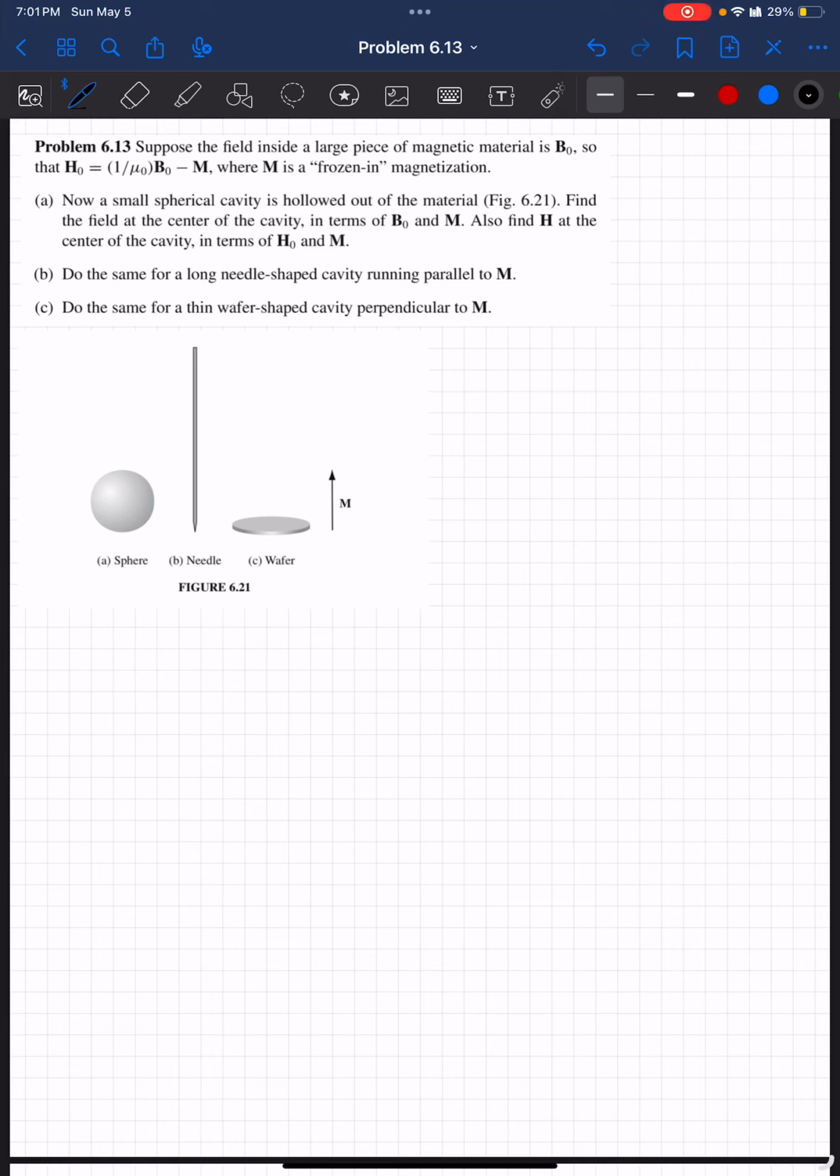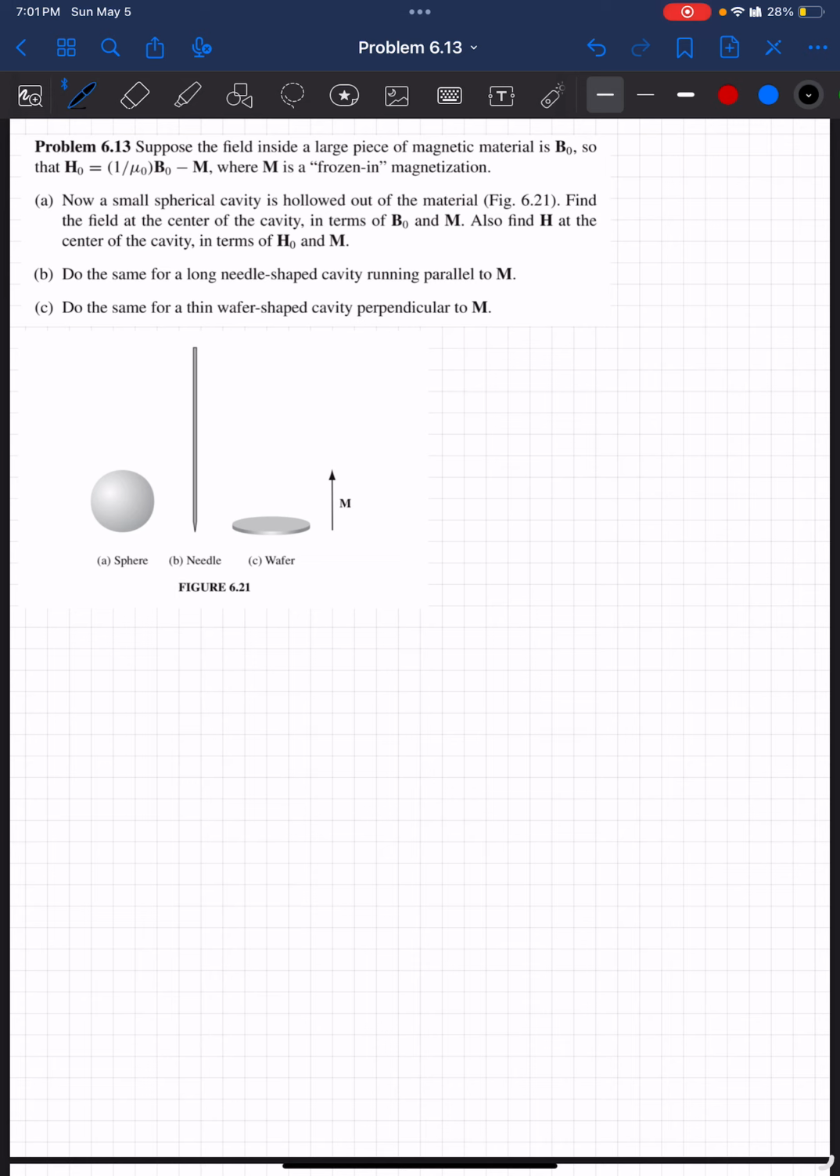Hello, in this video I'll be solving problem 6.13 of David J. Griffiths' Introduction to Electrodynamics, 4th edition. Problem 6.13 reads, suppose the field inside a large piece of magnetic material is B naught, so that H naught is equal to 1 over mu naught multiplied by B naught minus M, where M is a frozen-in magnetization, so it's in that position always.